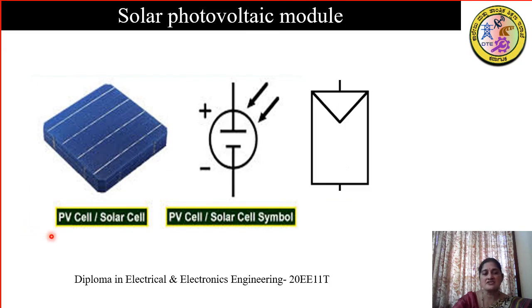We show the construction of a single photovoltaic cell, or a solar cell, in this manner, while the symbol used for a photovoltaic cell is either this, where we show light is falling. This is the symbol of a cell. This is the symbol of a photocell where light is falling here. Or when we want to represent a group of cells or a module, we take up this symbol.